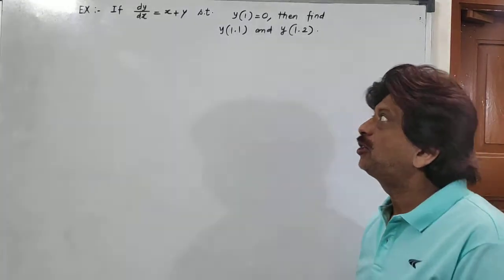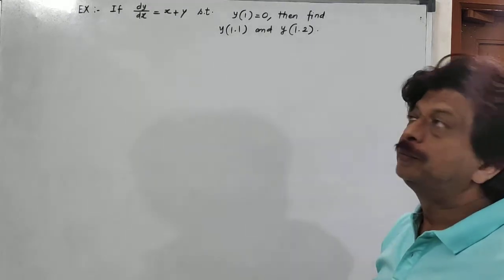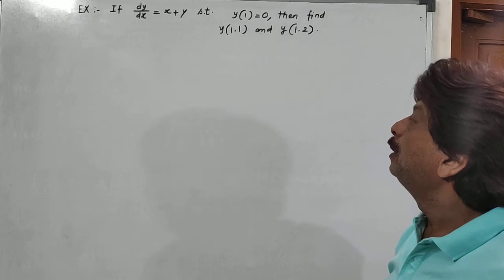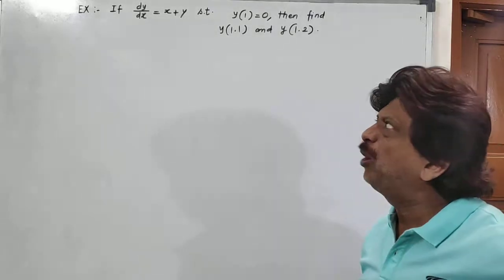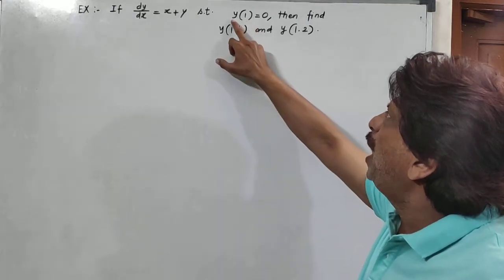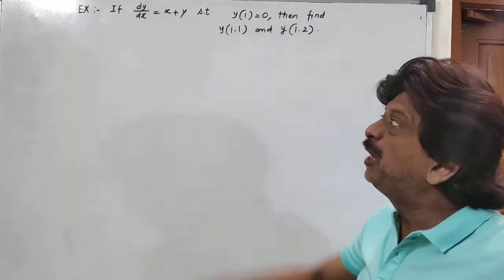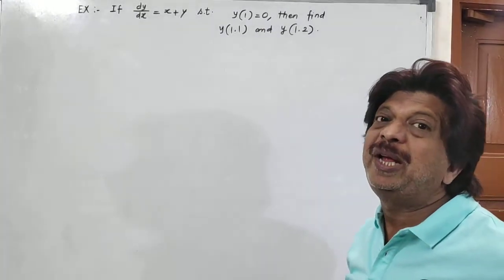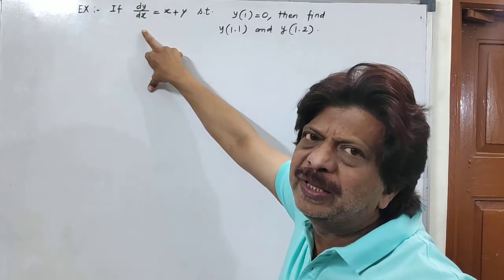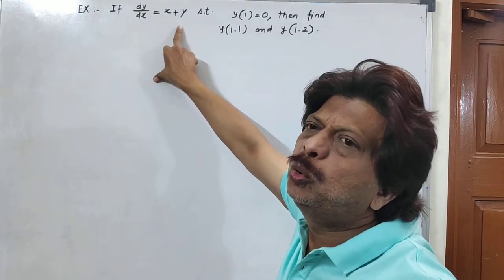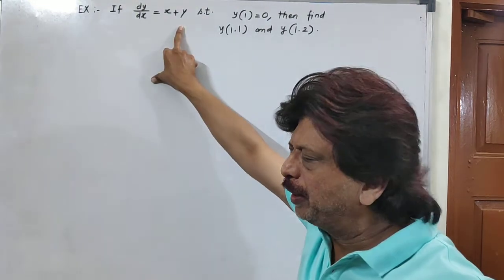Okay students, let us evaluate this example. This is an initial value problem. Why is it an initial value problem? Because the initial condition y of 1 is 0, that is given to us, subject to the given differential equation. What is the differential equation? The derivative dy by dx of y with respect to x is equal to x plus y, x coordinate plus y coordinate.